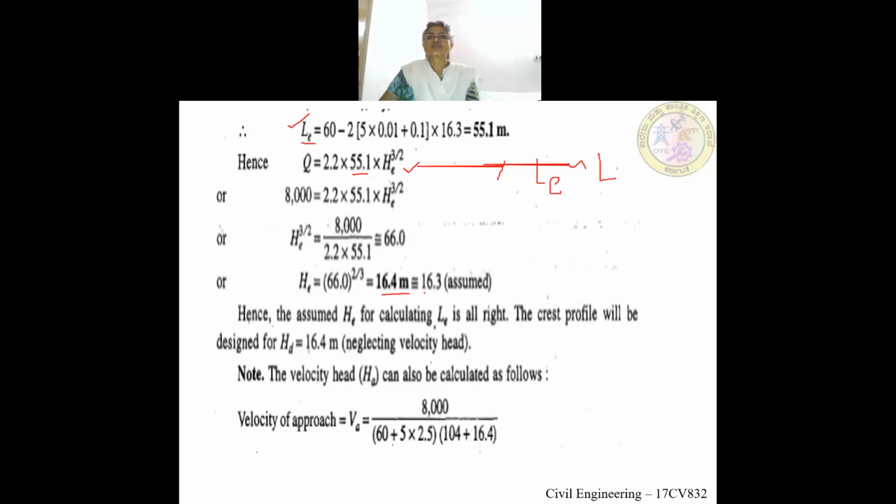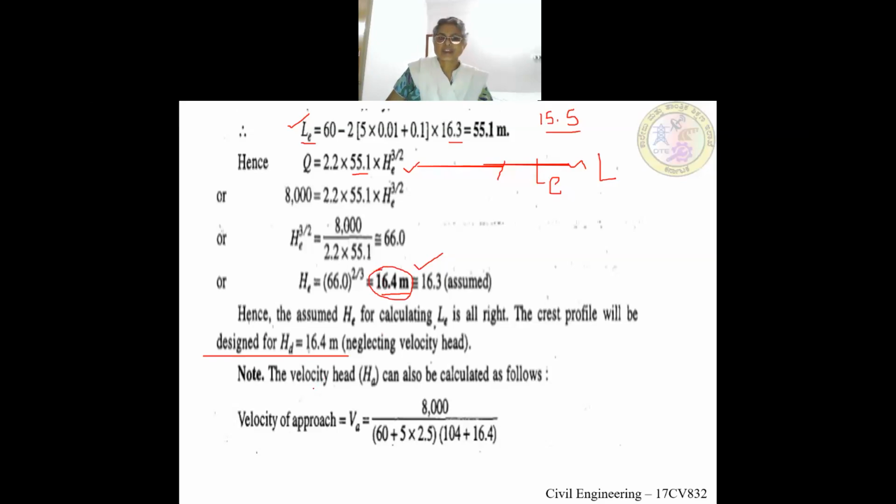What we had assumed here for the calculation was 16.3. We had arrived at 15.5 HE approximately, but since we have to assume a higher value, we had assumed 16.3. Now we are getting 16.4, very near to it, so okay. Hence, the assumed HD for calculating LE is right. The crest profile will be designed for HD equal to 16.4 meter.